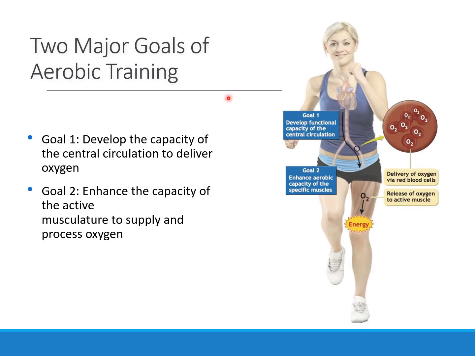So the two major goals of aerobic training. Goal number 1, develop the capacity of central circulation to deliver oxygen, and we've already talked about that. And goal number 2 is to enhance the capacity of the active musculature to supply and process oxygen. And we've talked about that and how it gets more efficient at consuming oxygen and extracting oxygen.